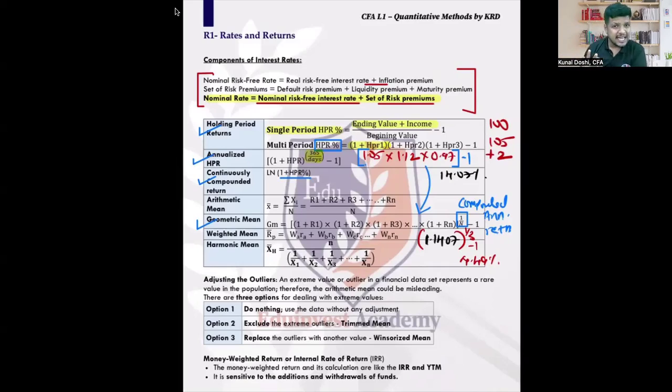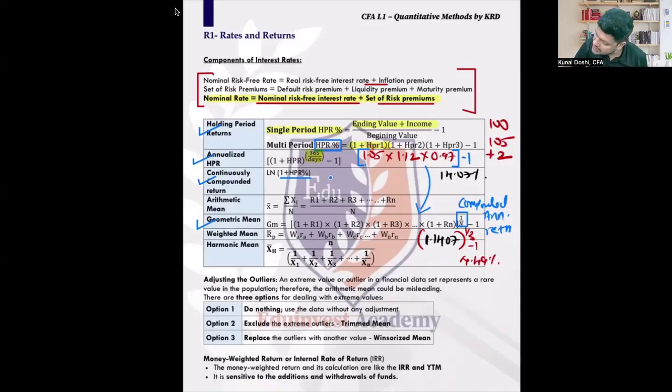Just understand the technique right now. Application, I will show you when the concept comes up. How to use this? Again, whatever is your holding period return. Suppose my holding period return is 1.1407, just press ln, it will give you 13.16.